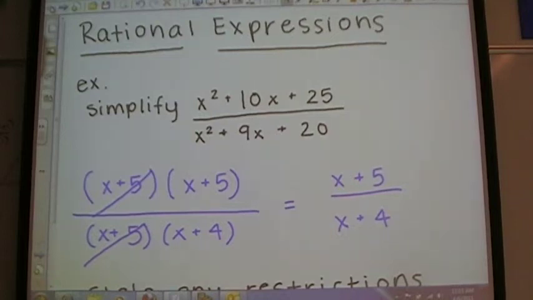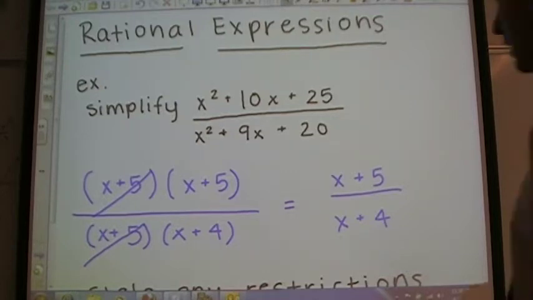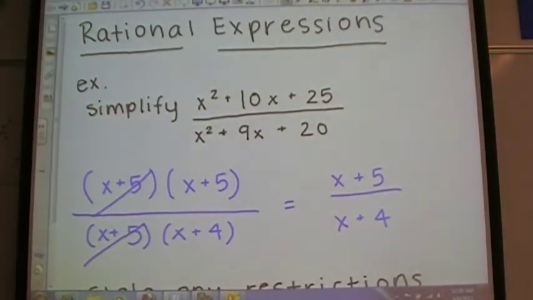Rational exponents. Okay, write down the first example. We need to simplify x squared plus 10x plus 25 over x squared plus 9x plus 20. Write that down. In order to simplify these, you have to factor them completely.